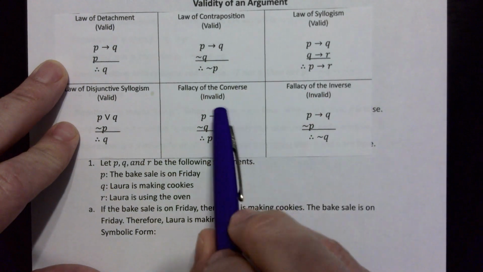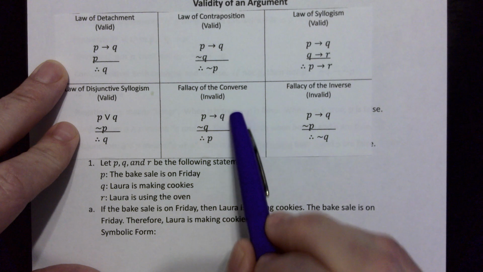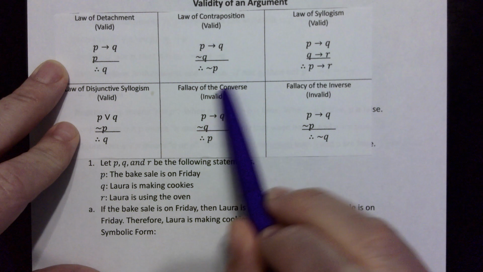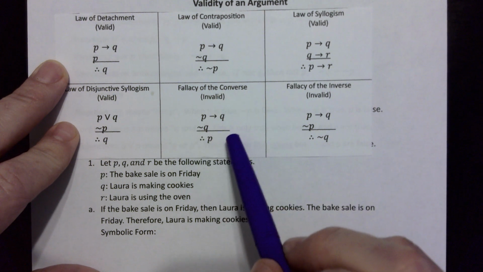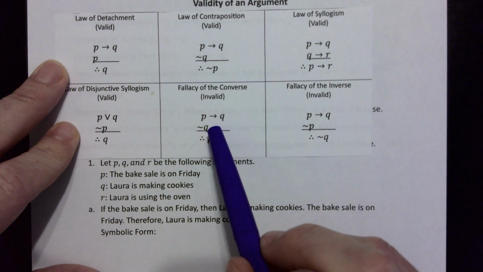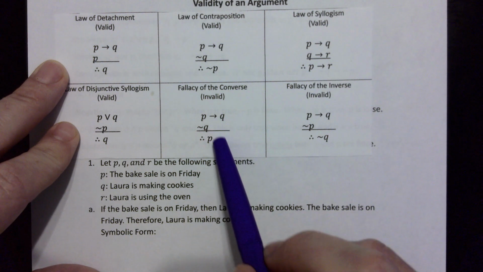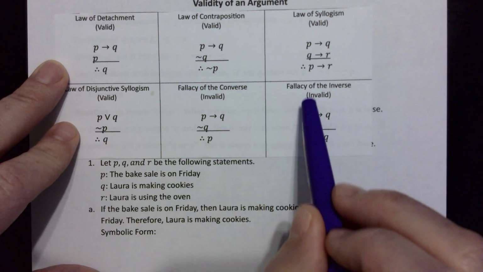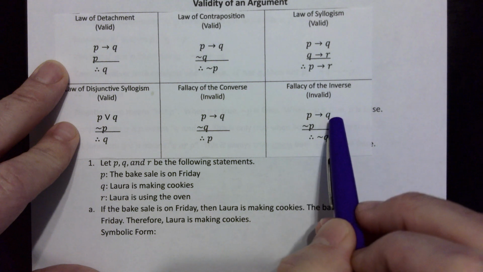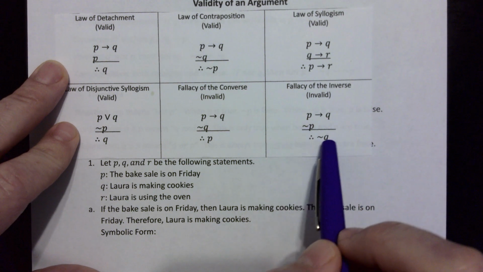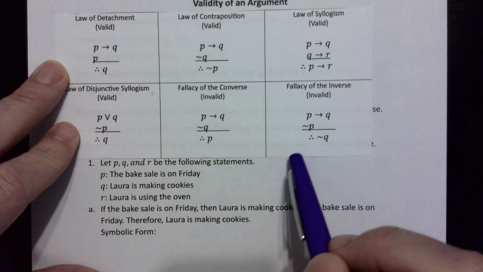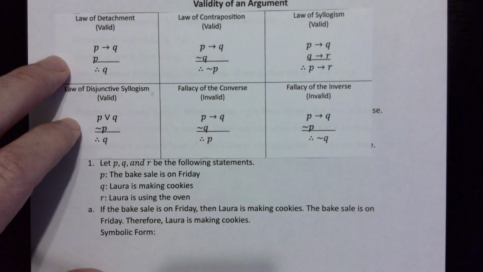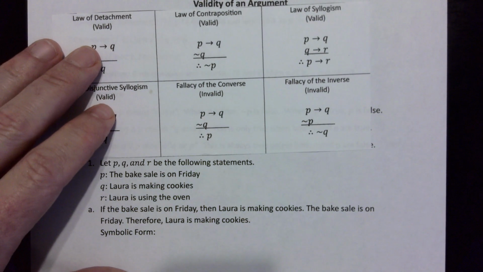The last two are invalid. The fallacy of the converse: if P, then Q. If you're given that Q is true, then P is true, and this is a false statement. If you see something like this, it is not true. Given that Q is true, it does not follow that P is true. And the fallacy of the inverse: if P then Q. If P is not true, then it follows that Q is not true. That's also invalid. This is a false statement. If we see either of these, we will say, nope, that's invalid, and we'll move on.